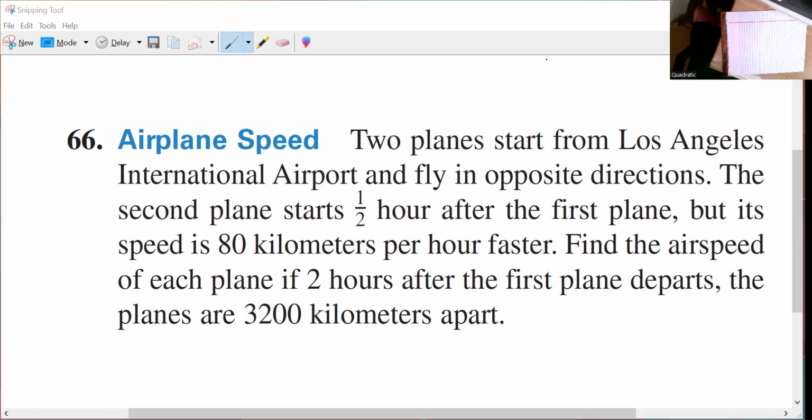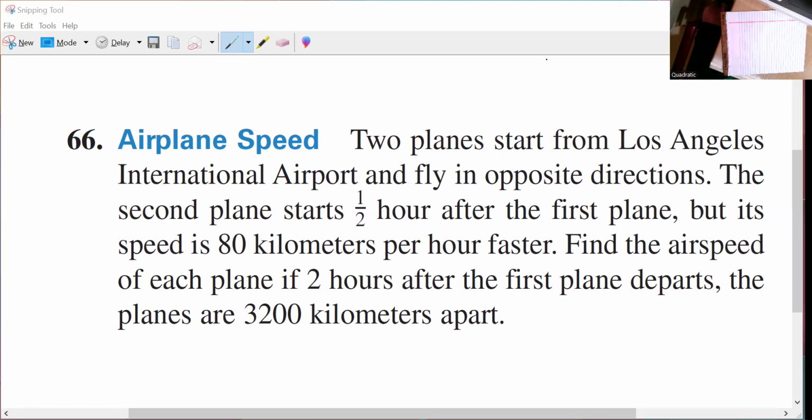The second plane gets a late start, but it reminds me of the hare and the tortoise. The slowpoke starts first, then a half hour later the fast one starts second, going 80 kilometers per hour faster. Find the airspeed of each plane if, 2 hours after the first plane departs, the planes are 3,200 kilometers apart. This is what they call a word problem.